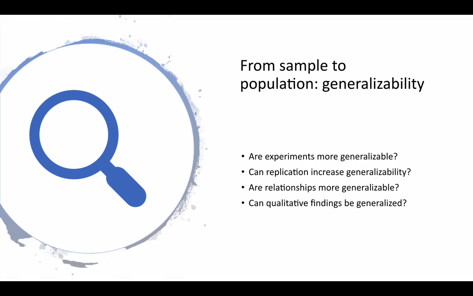Can replication increase generalizability? Yes, of course. If you replicate with a different sample and do it multiple times, then of course it increases generalizability. Relationships, generally speaking, are more generalizable than absolute numbers. So when we talk about relations, they are generally more generalizable.